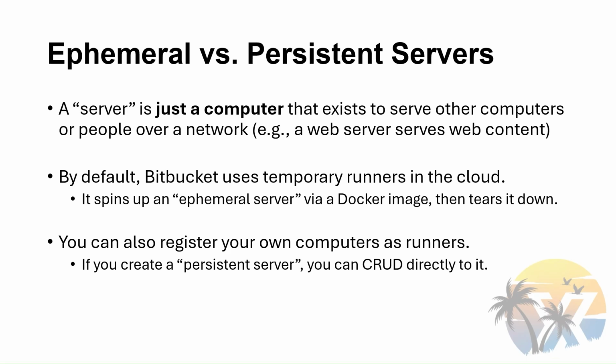By default, Bitbucket, at least, uses temporary runners in the cloud. So it spins up an ephemeral server via a Docker image and then tears it down. However, you can also register your own computers as runners. And if you have a persistent server, as in a computer that is going to exist after the job is done, after the runner has done its tasks, then you can create, read, update, delete data directly to your computer.